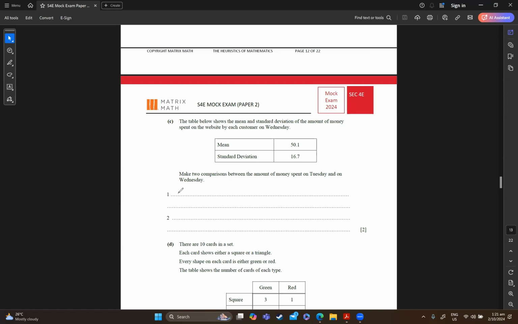That's all. I repeat one more time. The amount of money spent on Wednesday is higher than on Tuesday because the mean is higher for Wednesday. Then the second point is Wednesday is less varied than on Tuesday because of the standard deviation.